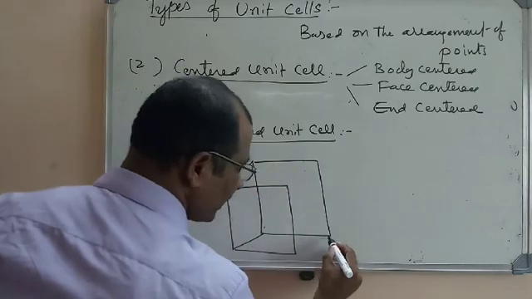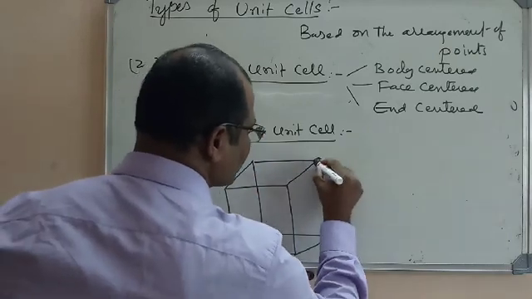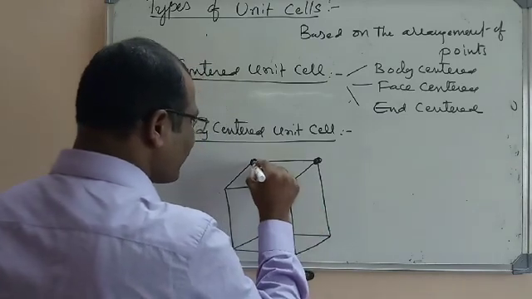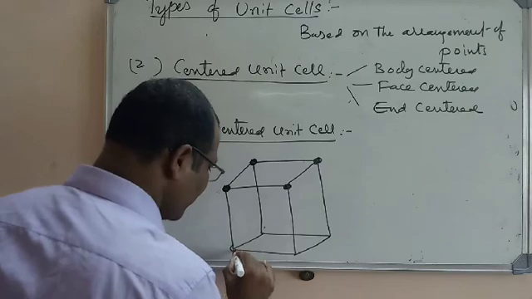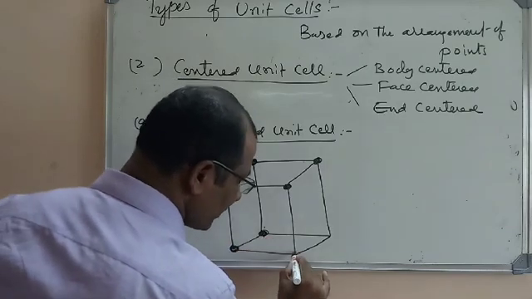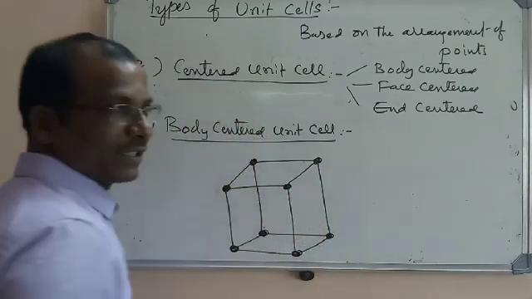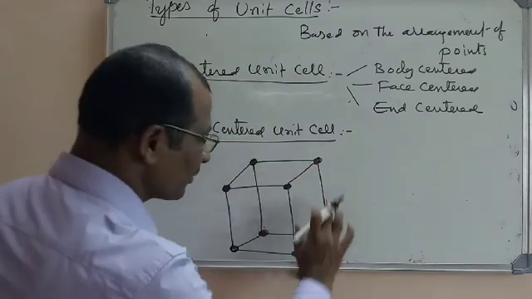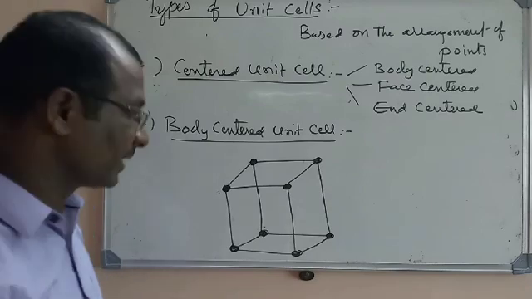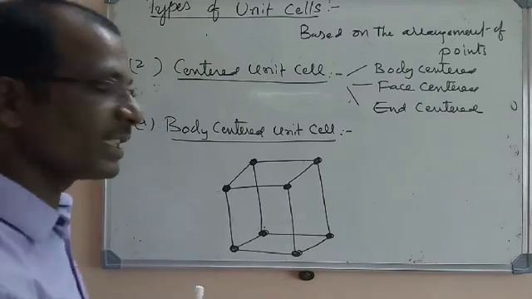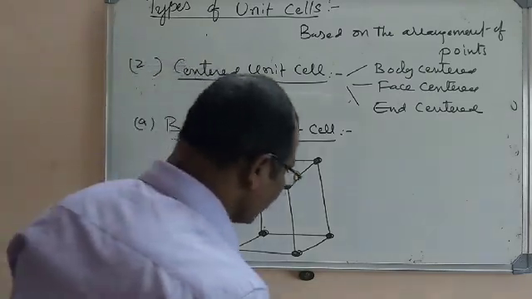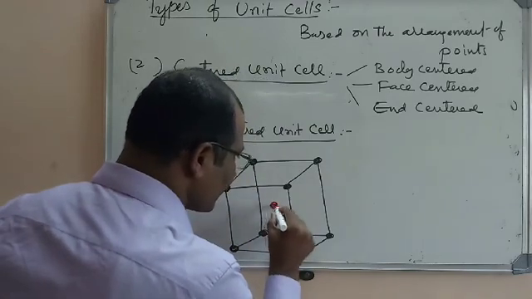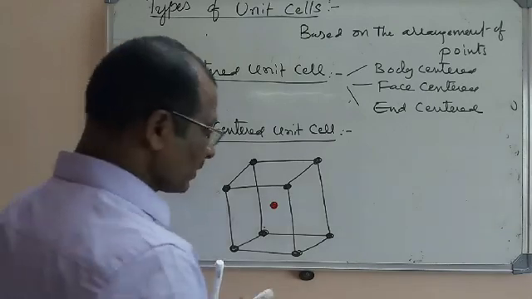For example, here I am keeping 8 points at the 8 corners of the unit cell. It is a primitive unit cell first. To draw a body centered unit cell, first I have drawn a primitive unit cell, 8 points at 8 corners. Now in addition to these 8 points at 8 corners, there will be a point at the center of the body. This is the center of the body.